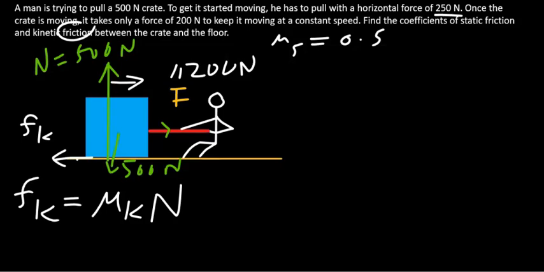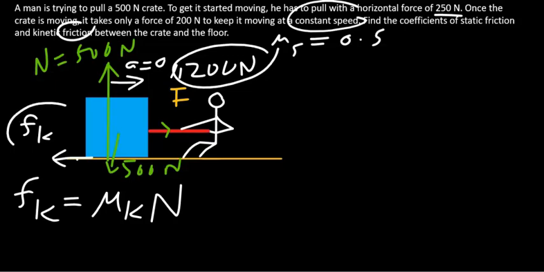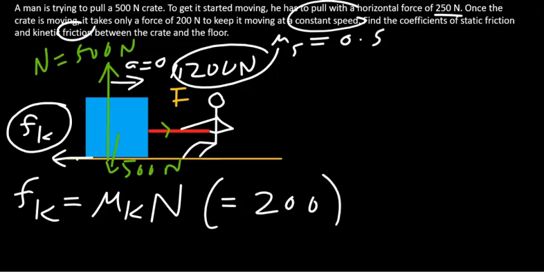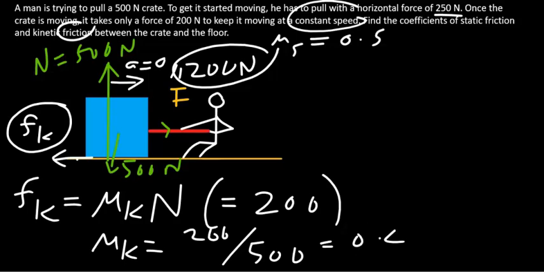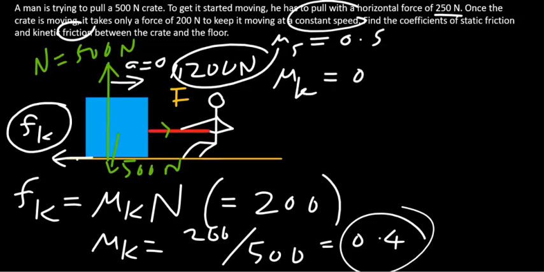Because the crate is moving to the right with constant speed, that means the acceleration is 0. So the rightward force must be the same as the backward or the leftward force. So in this case, it must be the same as 200 newtons. So mu k is 200 over the normal force, which is 500, and you get 0.4 for mu sub k. So the coefficient of kinetic friction is 0.4, and that solves the problem.